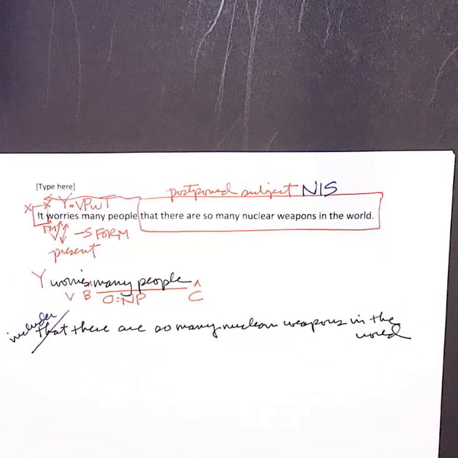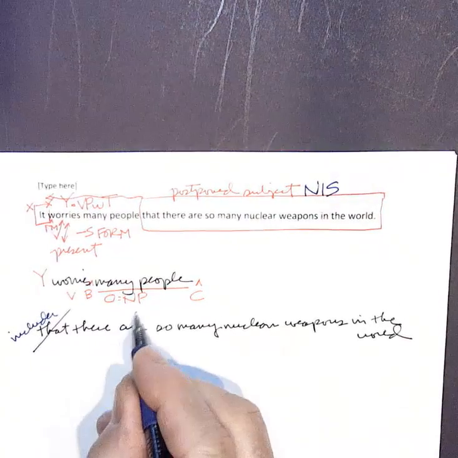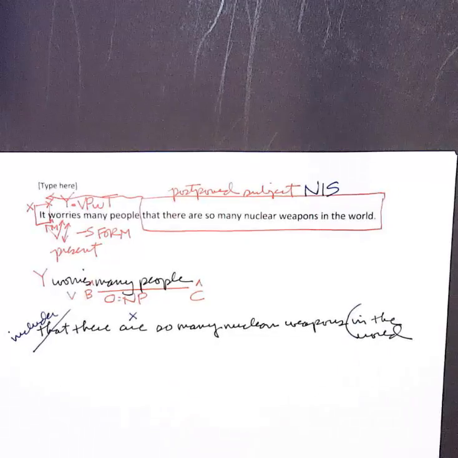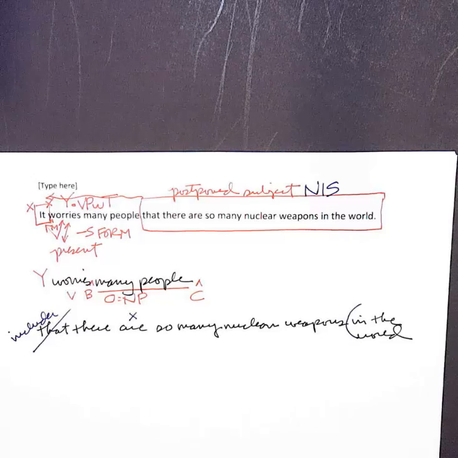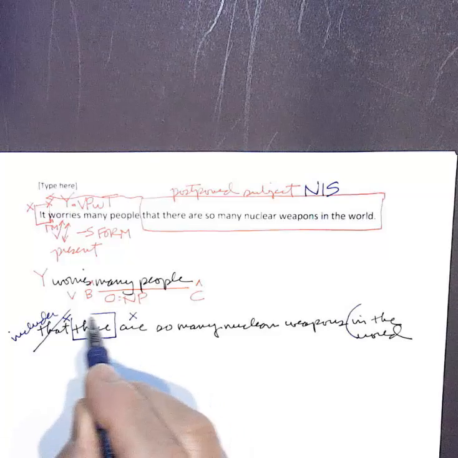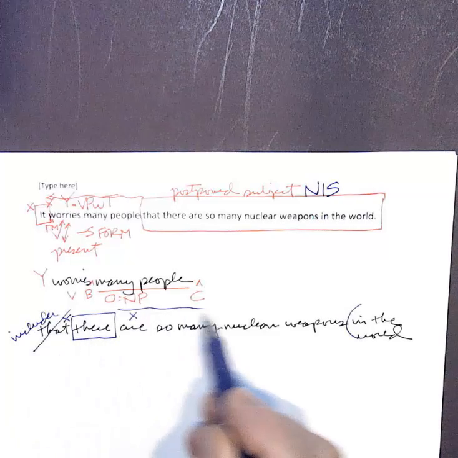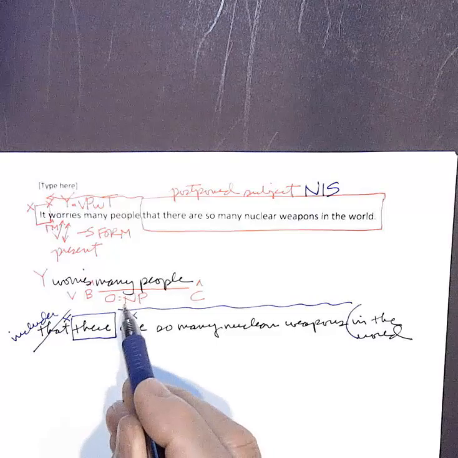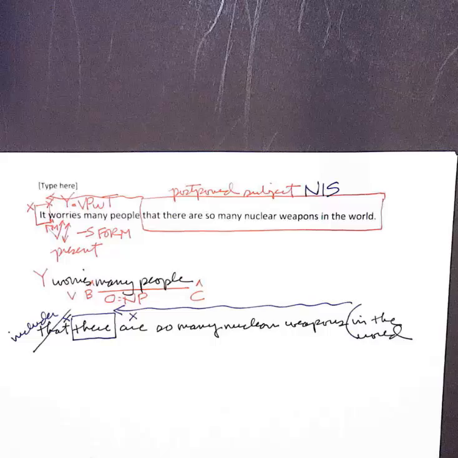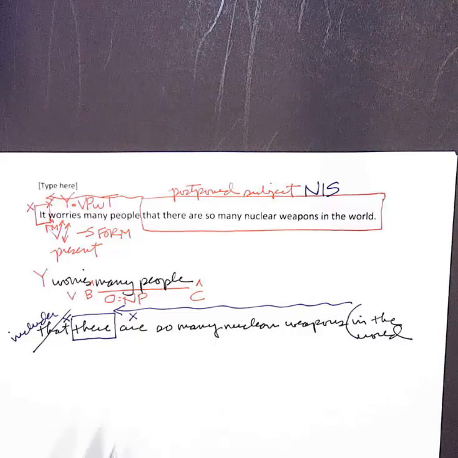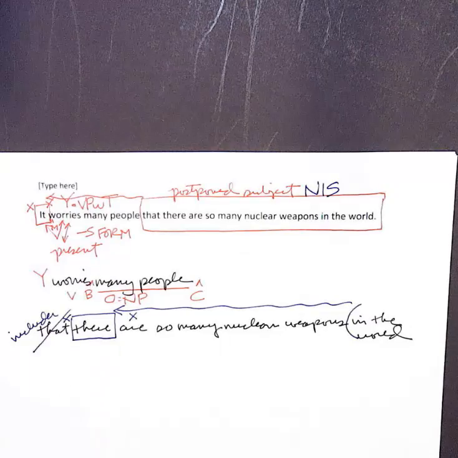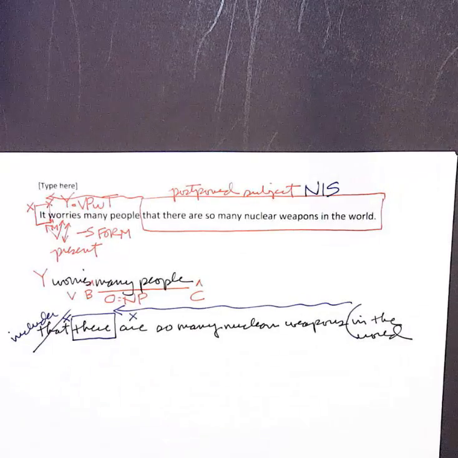And now let's take a look. Okay, so there's a shifter. In the world, there are so many nuclear weapons. Okay. There is the subject. And we never talked about something that actually this is the first time we've seen it. When we take a look and we say, oh, okay, so R ties with the subject there, but actually it doesn't tie with the subject there.